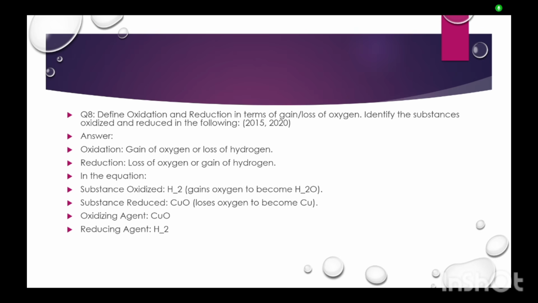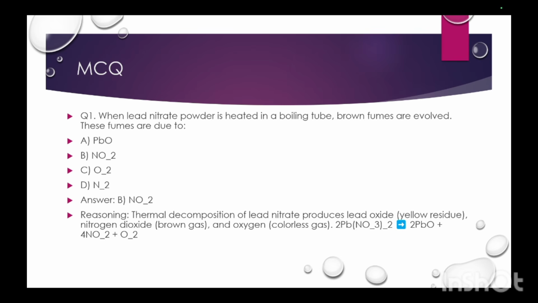This is the end of the PRQ. Now we will start talking about the MCQs, a few important MCQs we will see. The question: when lead nitrate powder is heated in a boiling tube, brown fumes are evolved. These fumes are due to: option A, PbO; option 2, NO2; option 3, O2; and option 4, N2. The correct answer is NO2.